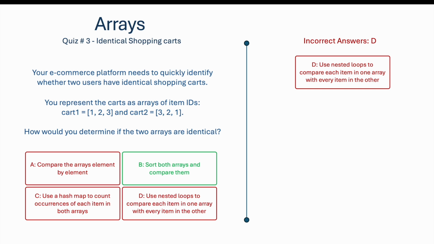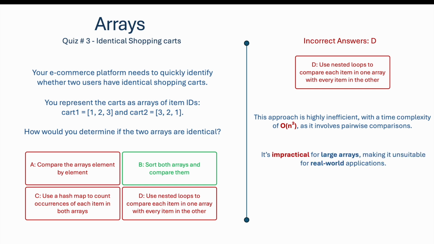Incorrect answer D. Use nested loops to compare each item in one array with every item in the other. This approach is highly inefficient because the time complexity is order of n squared, and it's impractical for larger arrays in real-world applications.